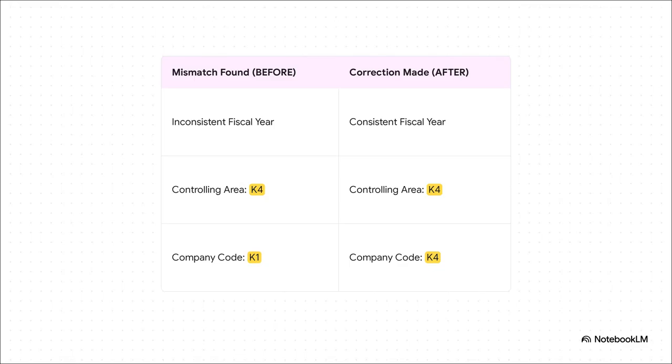And here is a classic example of what this thing finds. So in the before state, you can see the check flagged an error. Why? Because the company code and the controlling area were on different fiscal year variants, K1 versus K4. That might seem small, but to S/4HANA, it's a showstopper. The migration literally cannot continue. So you go in, you fix it, make them both K4, as you see in the after column, and boom, you get the green light. Simple as that, but so critical.